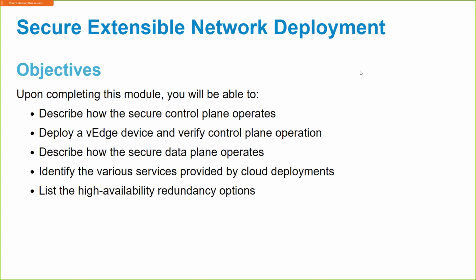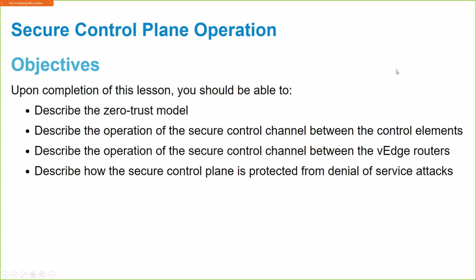operates. We're also going to talk about identifying the different service provider, the different services, provided by the different cloud deployment options. And then finally, we'll wrap up this module by looking at the high availability redundancy options in this architecture as well. So let's start by talking about the secure control plane operation.